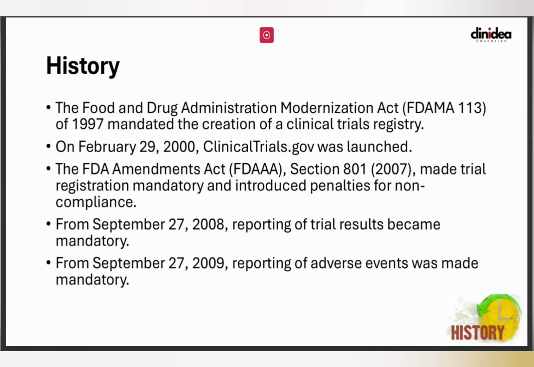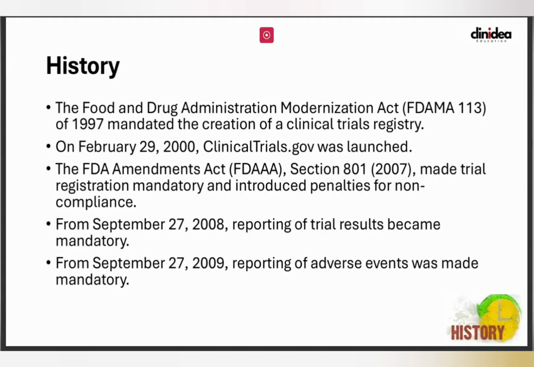Okay. When we talk about the history of it, in 1997 the U.S. government passed a law called the Food and Drug Administration Modernization Act. This law recognized the need for a system where clinical trials could be officially recorded. As a result, the idea of creating a clinical trial registry was introduced to improve transparency, as well as to make sure that patient data is safe and the safety of patients is maintained.